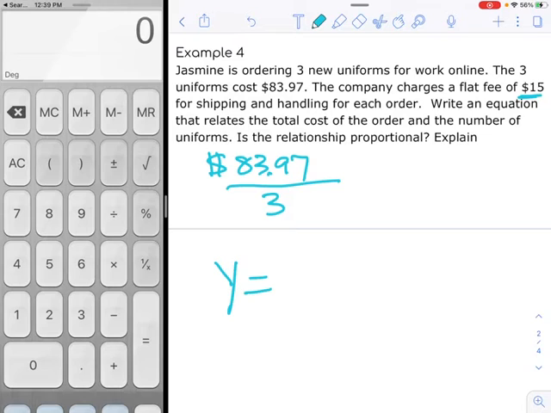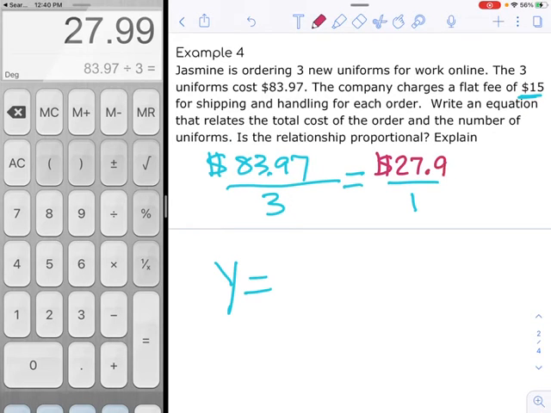So first, we know that they're paying $83.97 for 3 uniforms. We need to figure out how much they're paying for unit rate, just for 1 uniform. So again, unit rate, we would just divide. So we have 83.97 divided by 3. So this means for 1 uniform, they're paying $27.99.